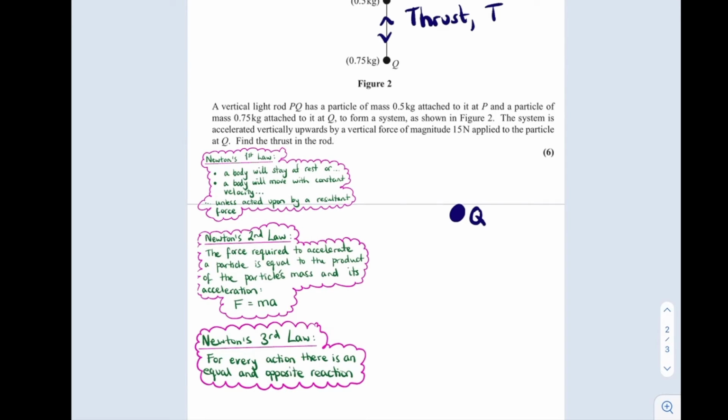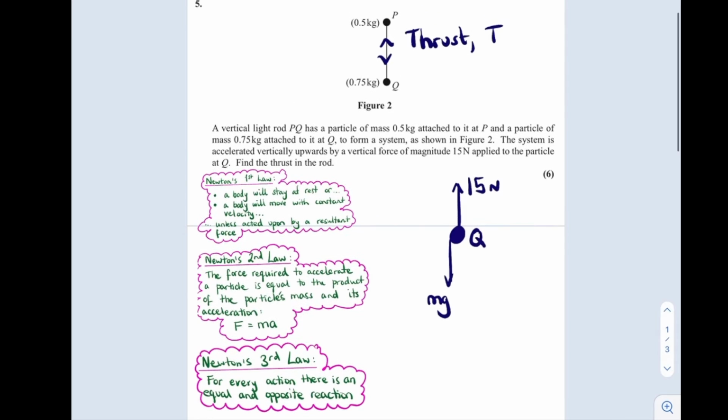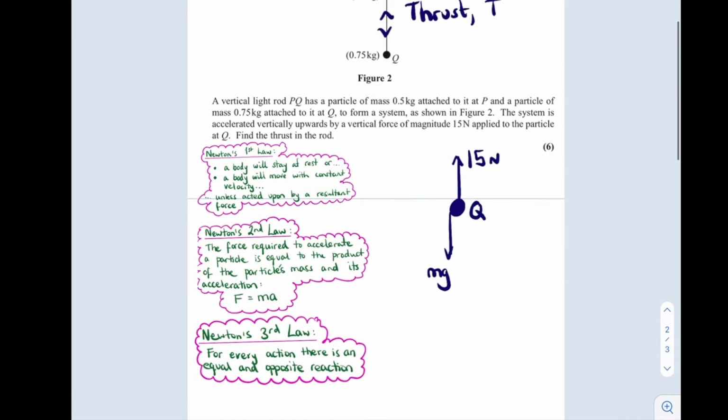Now what we've got is this force of 15 newtons acting in the upwards direction. And we've got two forces acting in the downwards direction. One of them being weight, which will be mg, and the other one, which we can see as we've labelled up there on the diagram, will be thrust, which we're calling T.